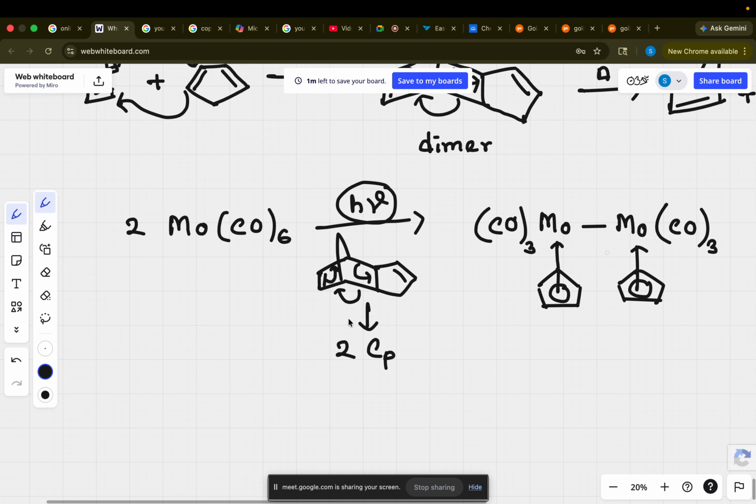Sir, does it follow associative or dissociative? Dissociative. Sir, total electron count will be 36. Per metal center you have to calculate, per metal center. So this one is your molybdenum center. Molybdenum has 6 electrons. The cyclopentadiene will have 5 electrons, sir. Not this one, the starting material. Starting material also has 18 electrons, na? 6 plus 12, 18.